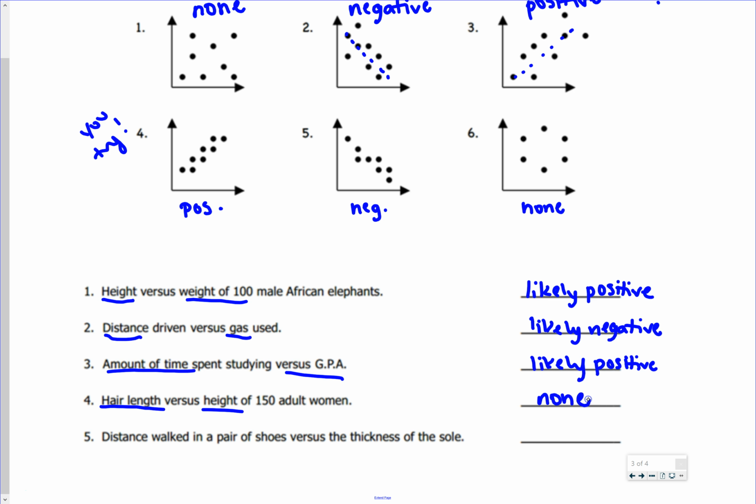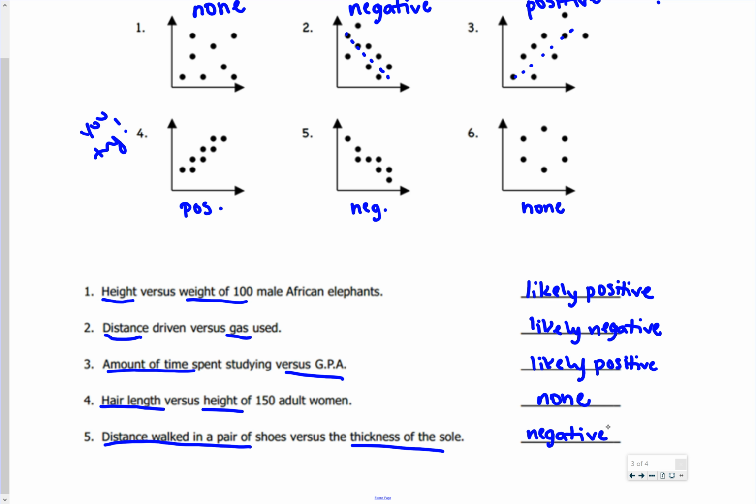There's no correlation. And number five, this says distance walked in a pair of shoes versus the thickness of the sole. Well, I don't know about you, but when I use a pair of shoes more and more and more, that sole gets smaller and smaller. The shoe wears down. So that is a negative correlation. As one goes up, the other goes down. Okay, so that's being able to look at a description and determine correlation, causation.